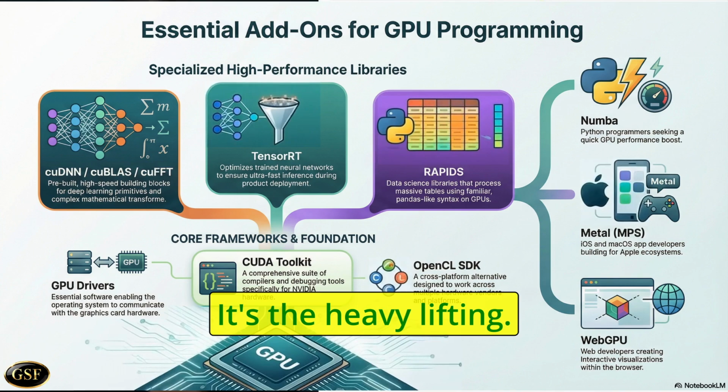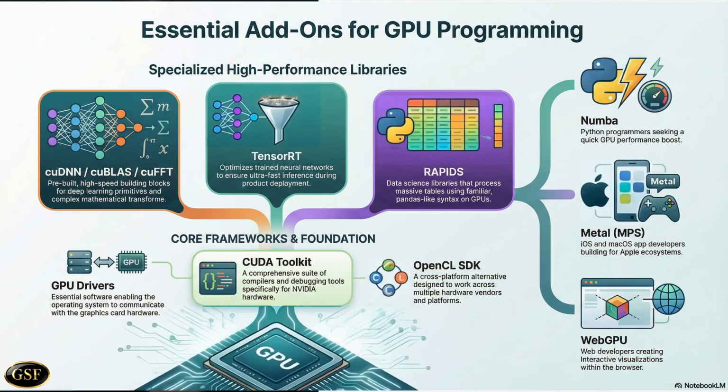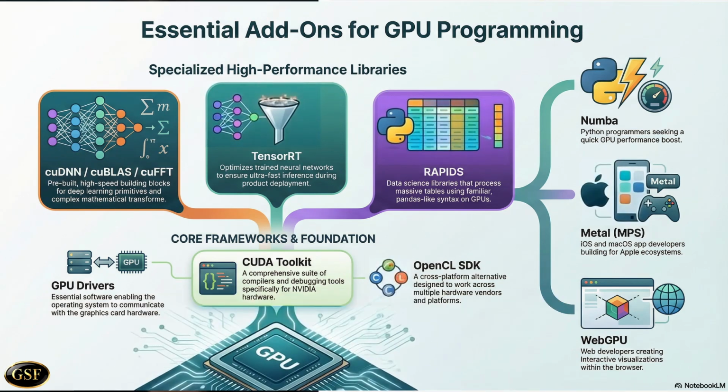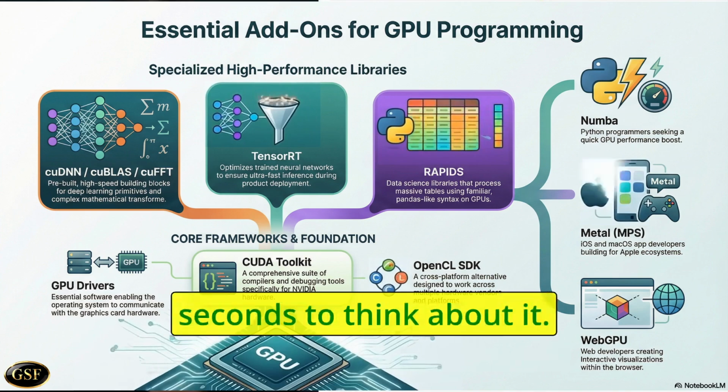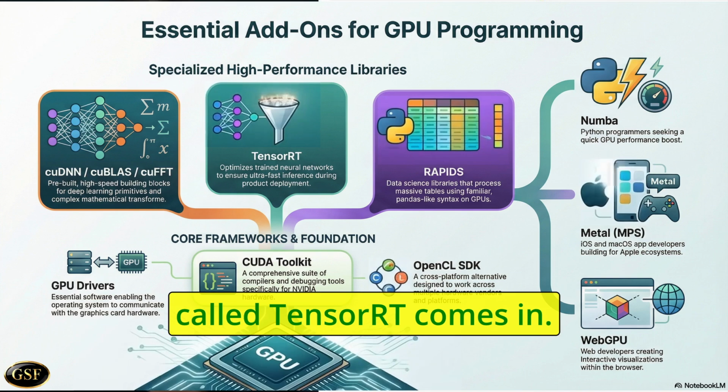It's the heavy lifting. So the car has learned, now it's driving down the street. Now it needs inference. It sees a shape. It needs to decide instantly, is that a person or a mailbox? No time to think. It can't take 3 seconds to think about it. And this is where a specific library called TensorRT comes in.